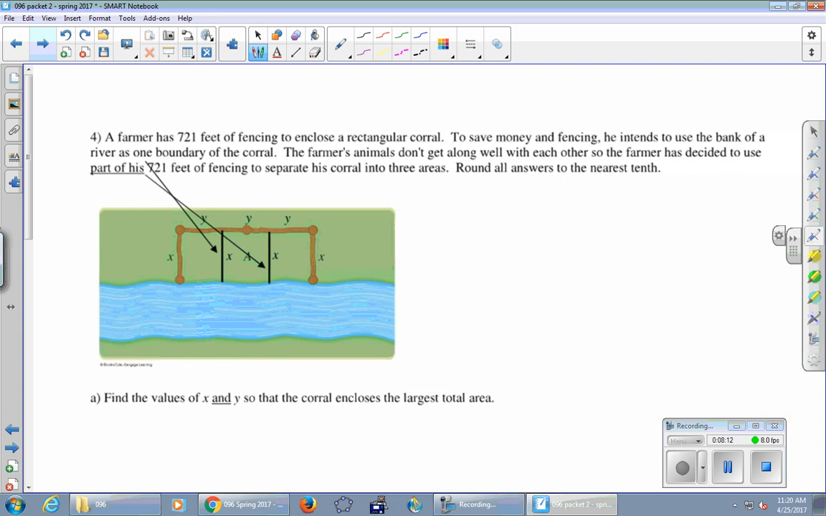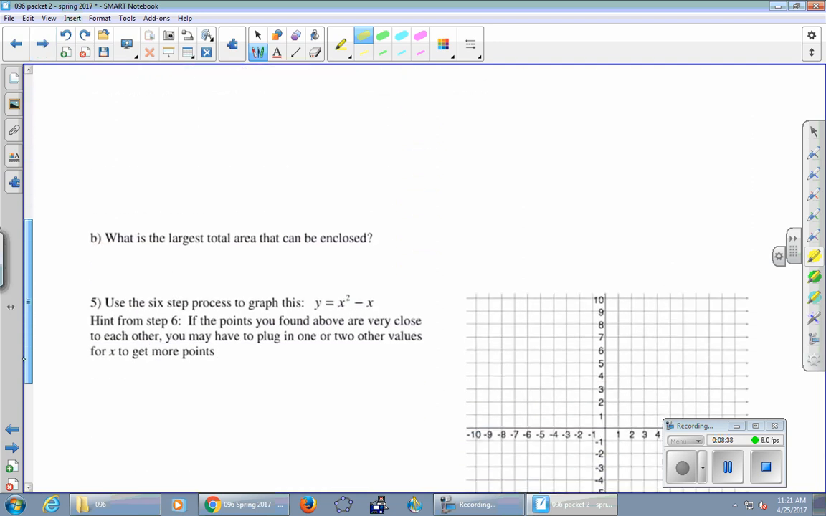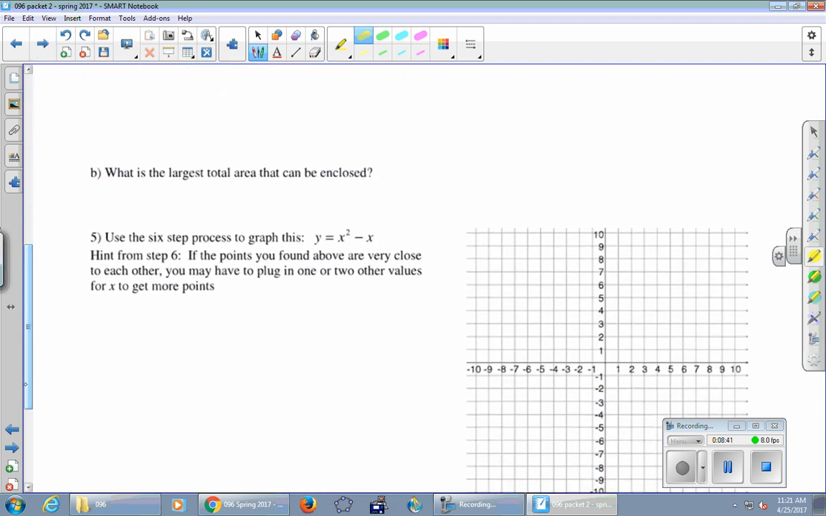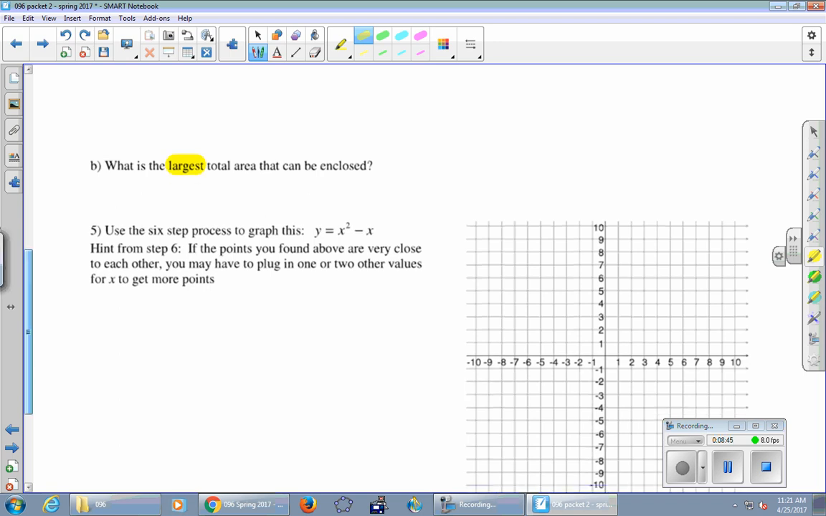Lots of words up there, but I can guarantee you're going to find something that really just means find the vertex. Oh, it's actually not in the words in number 4. It's in part A. Find it in part A. Largest. That's the word. It's the only word I care about. The word means find the vertex. See it? Largest in part A. Okay, moving on to part B. What word do you see again? Largest. That's the vertex.